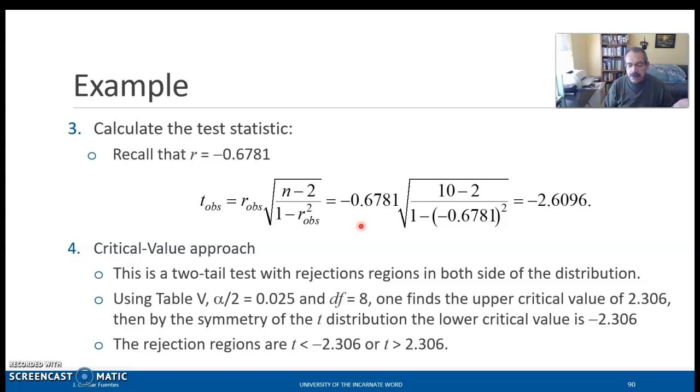In step 4, if you are asked to use the critical value approach, remember that this is a two-tailed test. So we have two rejection regions, the lower and upper rejection regions. Then we use table 5 with alpha divided by 2, because this is a two-tailed test, with 8 degrees of freedom. Look at that row on table 5 for 8 degrees of freedom, and then look at the top and find the probability of 0.025. Where that column and row intersect, you find the upper critical value, which is 2.306. Then rely on the symmetry of the t-distribution, and we know that the lower critical value is minus 2.306.